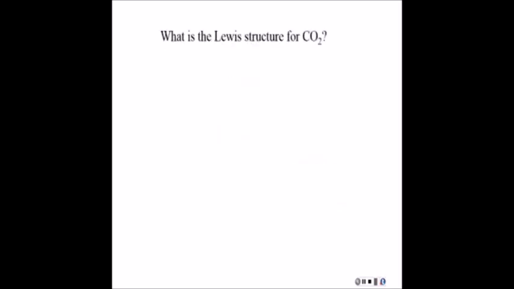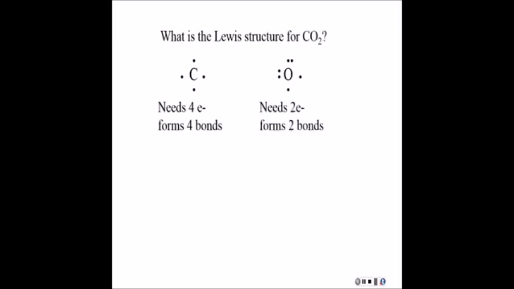Now let's take a look at carbon dioxide, another very common substance. Carbon has 4 valence electrons, they're all unpaired. Oxygen has 6 valence electrons, only 2 unpaired. Carbon atoms will form 4 bonds because they need 4 electrons. Oxygen atoms normally form 2 bonds because they need just 2 electrons.